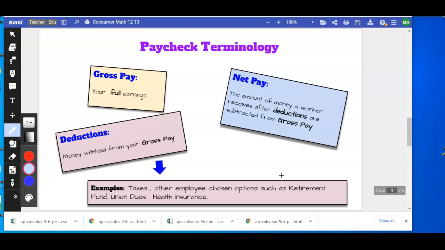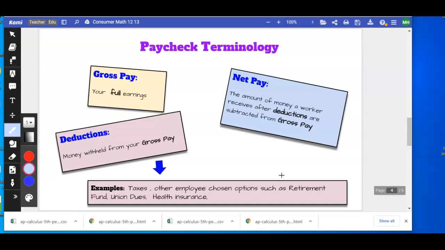What happens with your gross pay is, of course, there are deductions. Deductions are money that is withheld from your gross pay. Withheld means subtracted from your gross pay. Some examples that everybody has for deductions are usually taxes, and those taxes could be federal taxes, state taxes, Medicare, Social Security taxes, and could even be other forms.